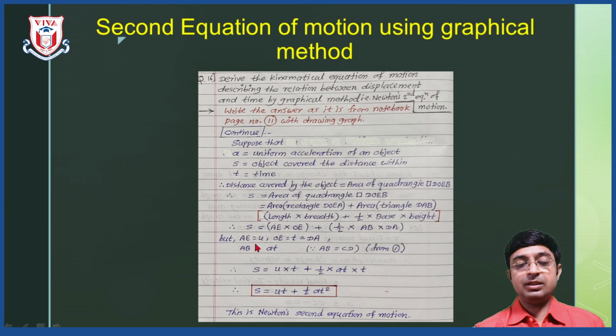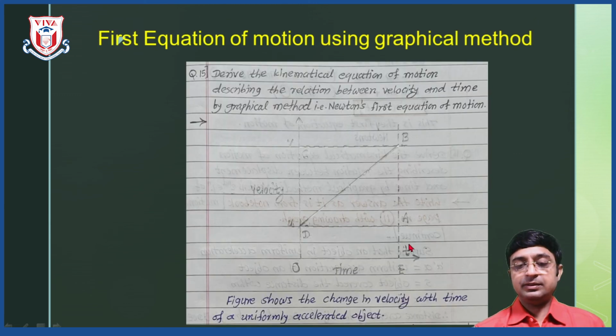Now we know the values. AE is nothing but u, AE is nothing but u. Check there. The distance AE is parallel to the y-axis from point O to D. AE is nothing but OD. And from point O to D, our object starts from this point D, so that is the initial velocity.